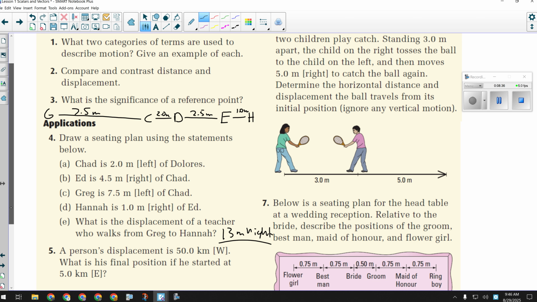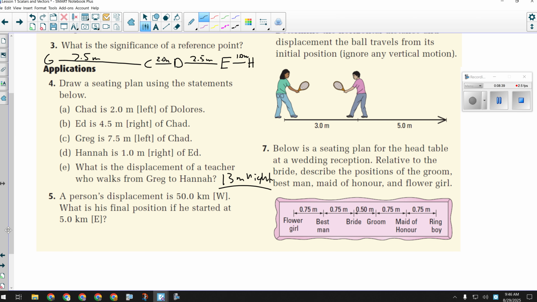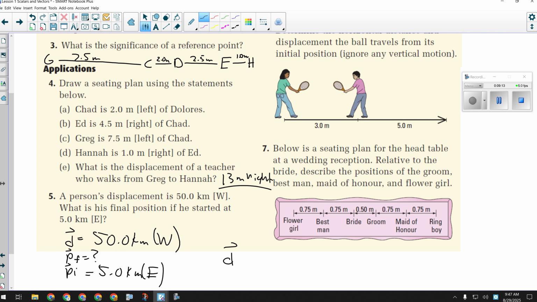So 5, the first thing you should probably do is write down your givens. They tell me the displacement, so I know what D is. It's 50.0 kilometers west. They want to know his final position, so I'm looking for PF, and I have the initial position, PI, 5.0 kilometers east. Do I have a formula that has those 2 things in it? Yep, this one, right? D equals PF minus PI.